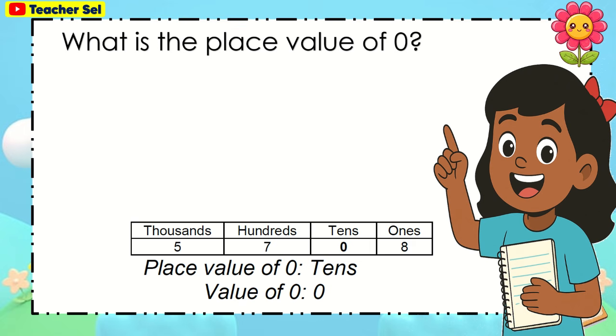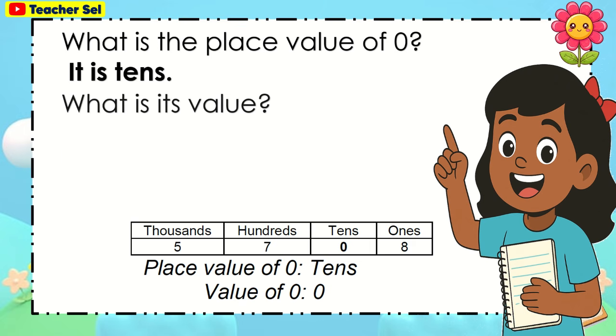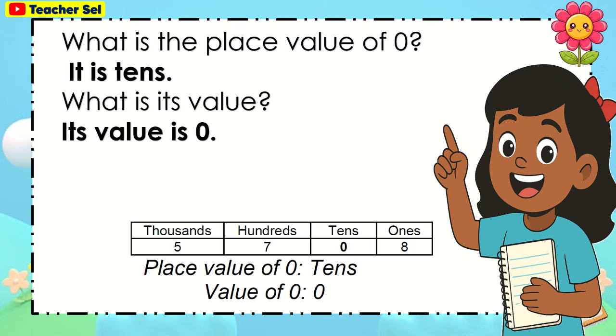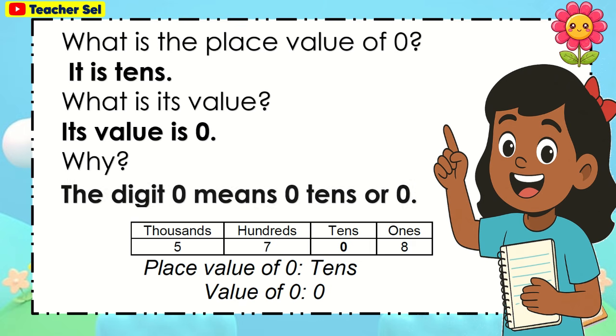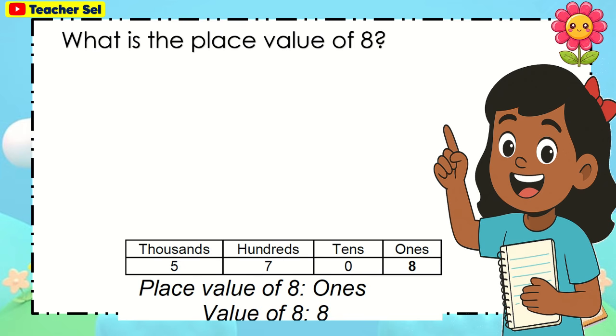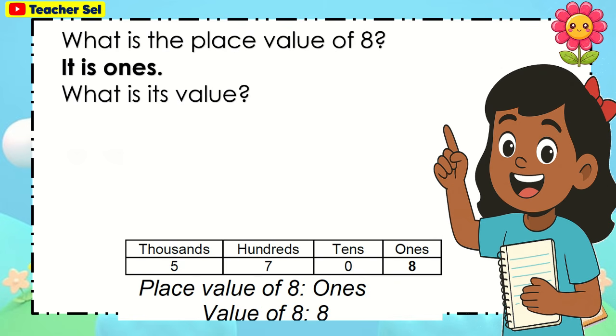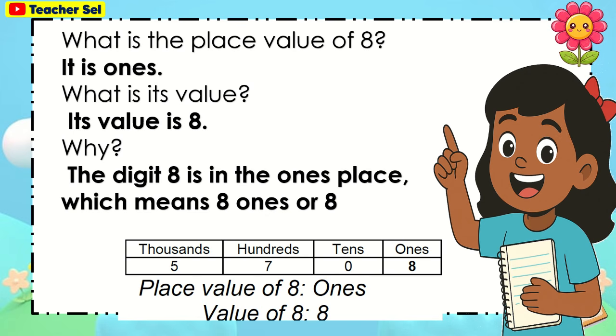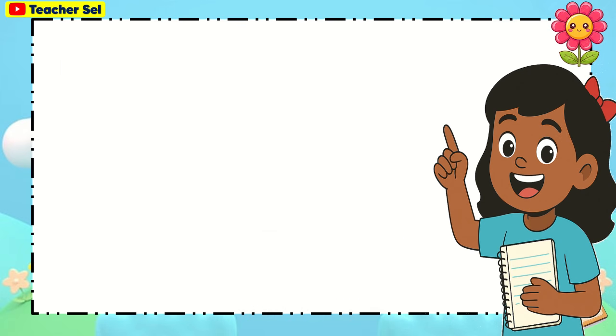What is the place value of 0? It is tens. What is its value? Its value is 0. Why? The digit 0 means 0 tens or 0. What is the place value of 8? It is ones. What is its value? Its value is 8. Why? The digit 8 is in the ones place, which means 8 ones or 8.